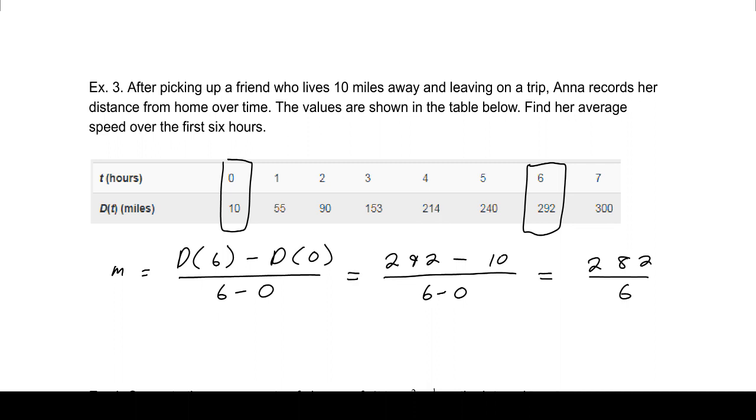Now 282 divided by 6 is 47. So what it looks like we have here is 47 miles per hour. That is her speed. She's going 47 miles per hour after she picks her friend up.